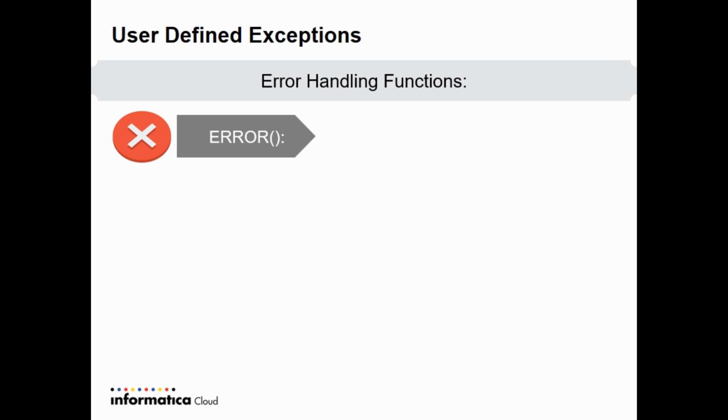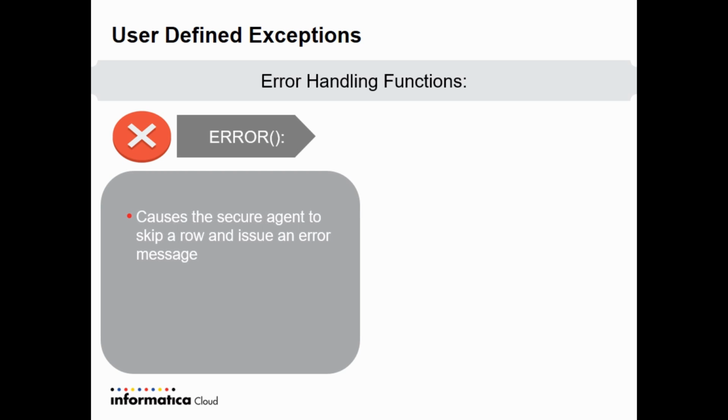Error. This function causes secure agent to skip a row and issue an error message. This message will be defined by the end users. The error message displays in the session log or is written to the error log tables based on the error logging type configuration in the session.